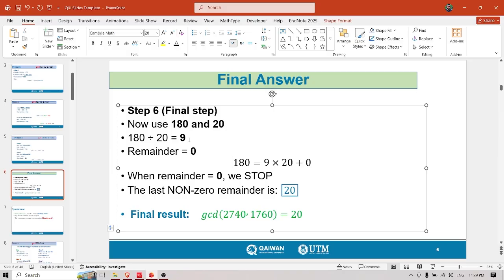At this time, we know that we reached our destination. Why? Because there is no remainder. Once we get a 0 remainder, we will stop there. So now if we divide it this way, 9 multiplied by 20 gives 180 with a 0 remainder. So we will stop in here and we say that 20 would be the GCD for these two big numbers, 2740 and 7060. This would be our final result.